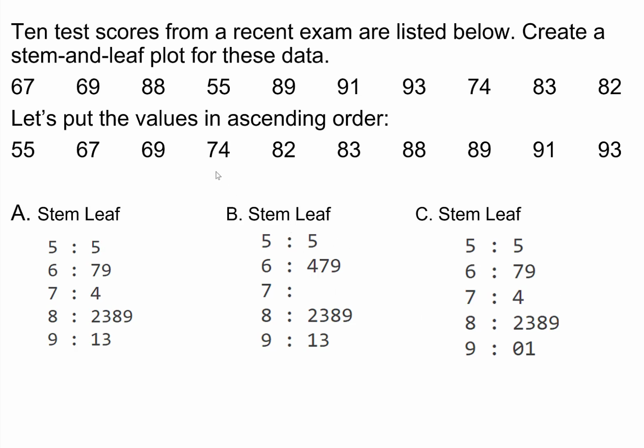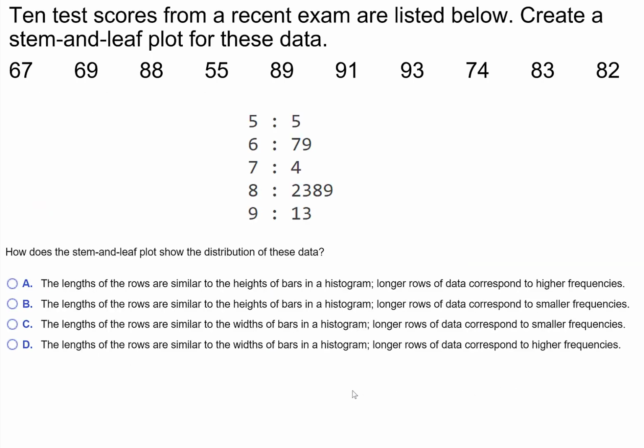And then let's keep going. I've got a 74, which again I don't see in B, which I've already eliminated. And then I've got an 82, an 83, an 88, and 89. And then I have a 91 and a 93, which I see in stem and leaf A, but not in stem and leaf C. So A is the correct answer.